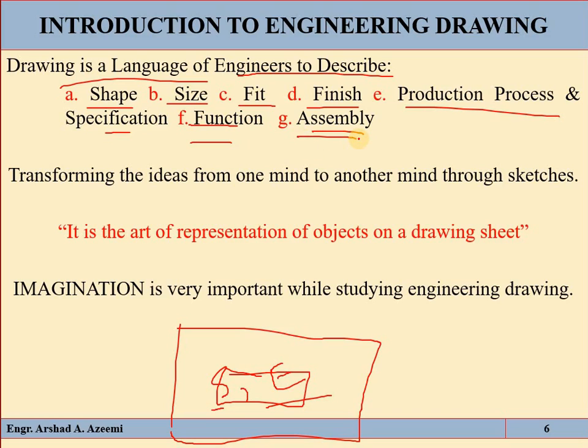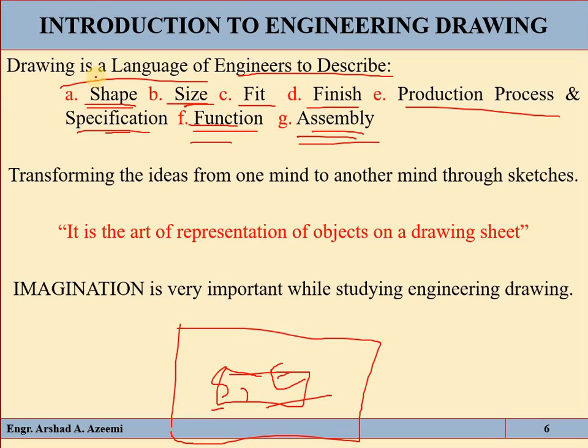Suppose you are constructing an element which will be used with another element, so it will make an assembly. So where it will be used, what its function is, from what material it will be manufactured, what its size, dimensions and shape will be. These are the requirements which will be present in the engineering drawing.